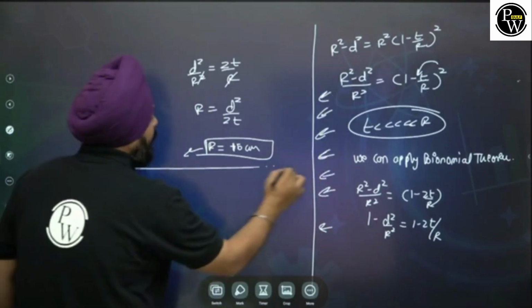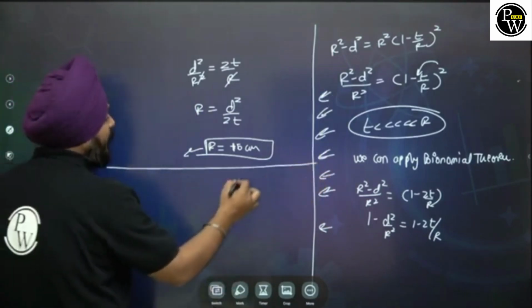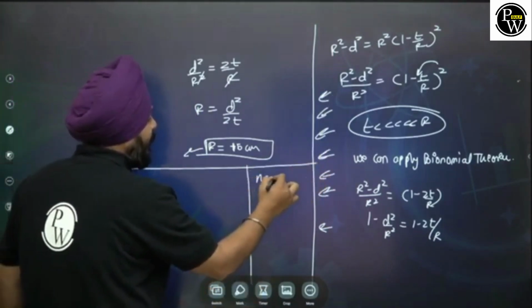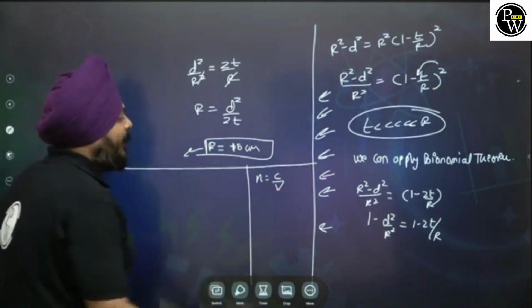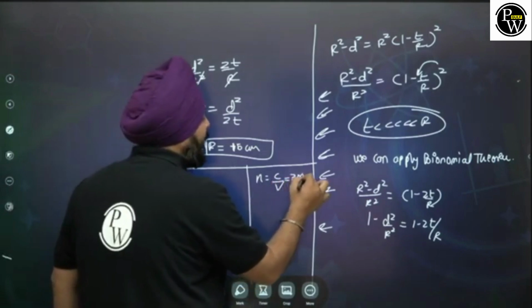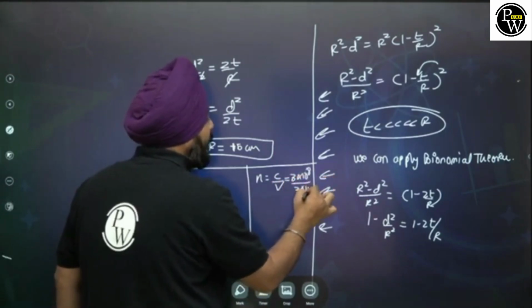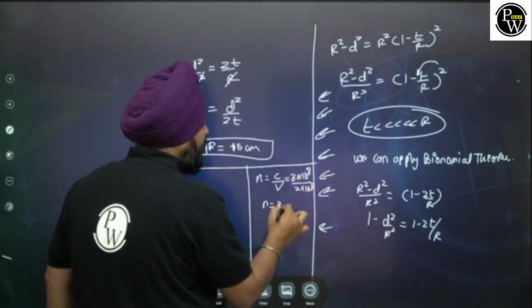Now we are not aware of the refractive index. Refractive index is the speed of light in vacuum to the speed in the medium. The speed of light is 3 into 10 to the power 8, in the medium 2 into 10 to the power 8. So the refractive index of the material is 3 by 2.